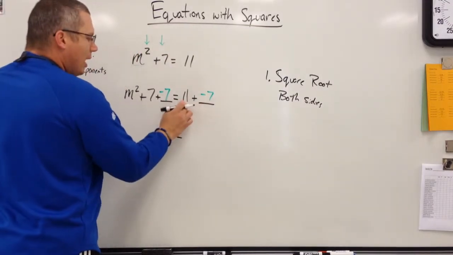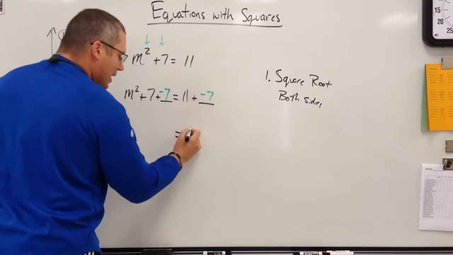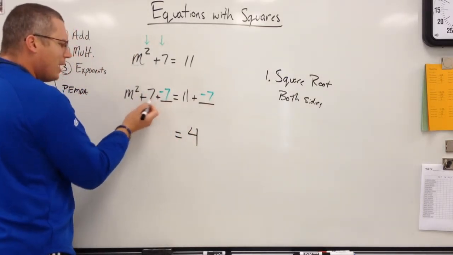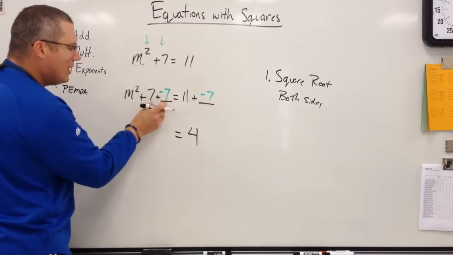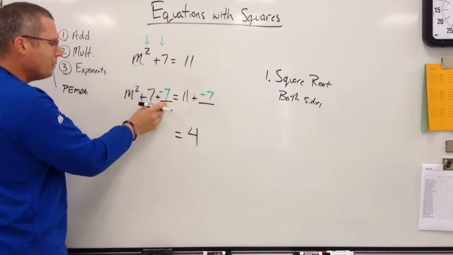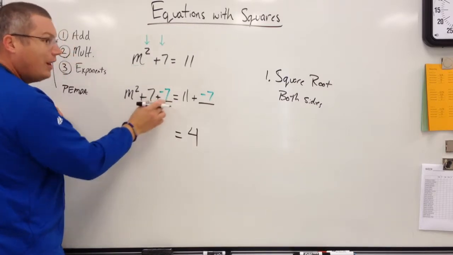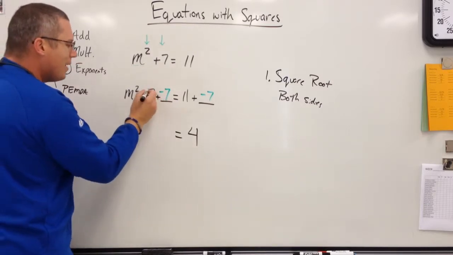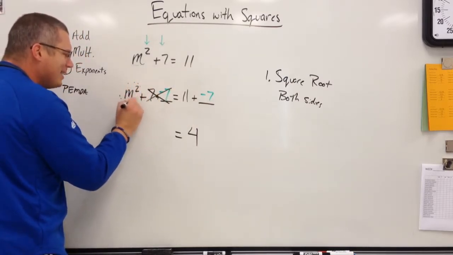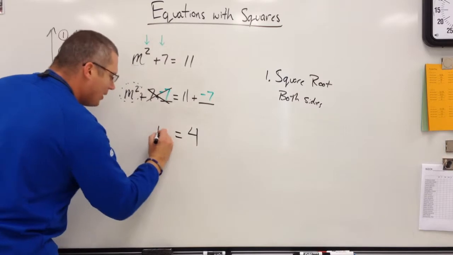The right-hand side, 11 plus negative 7 is 4. The left side, 7 plus negative 7. By the way, these are the only 2 things I'm allowed to add up because they don't have a variable. These are common terms. Like terms. 7 plus negative 7 is 0. The only thing I have left on this side is m squared. So I bring that down here.